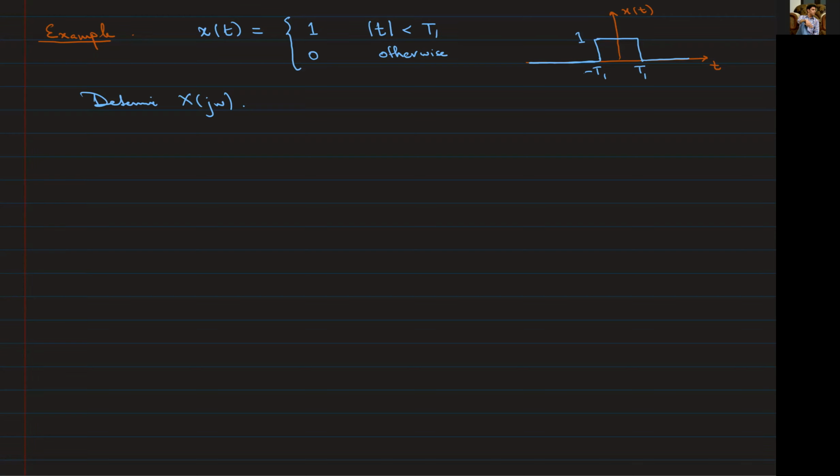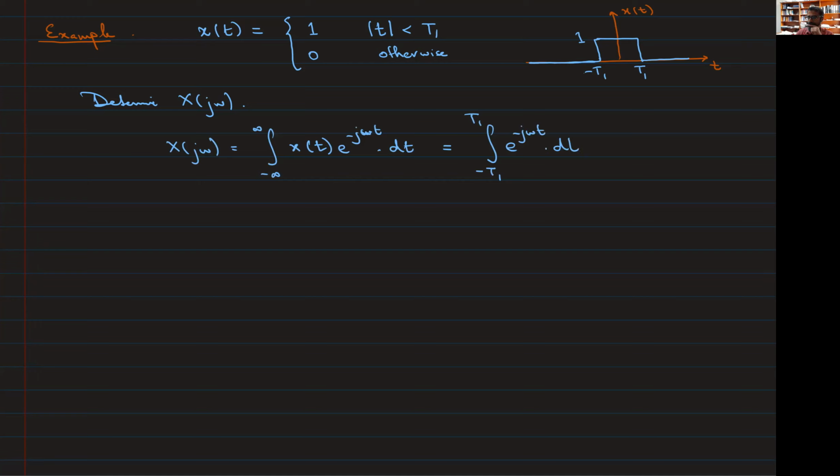Sorry sir. So now you're required to find the Fourier transform. How do I do it? Just apply the definition, right? So X of j omega, the transform, is defined as the integral from minus infinity to plus infinity of x of t times e raised to power minus j omega t, dt, and this is therefore the integral from minus t1 to plus t1 of e raised to power minus j omega t times dt. Right?